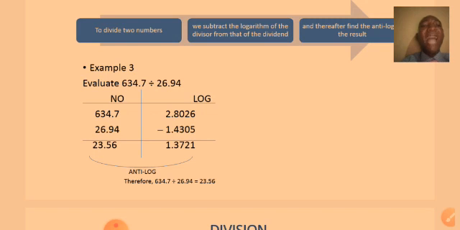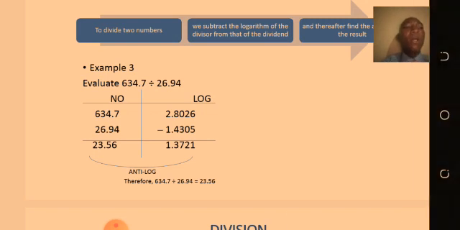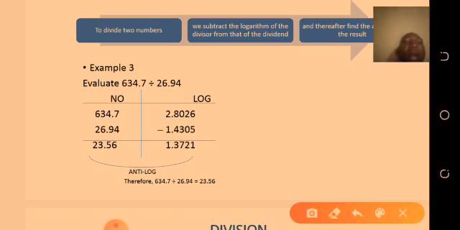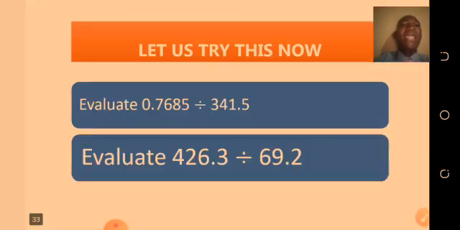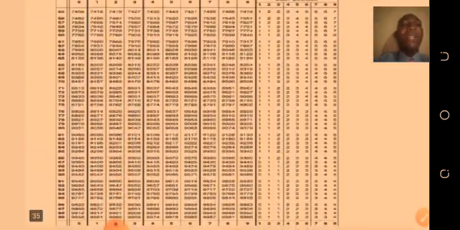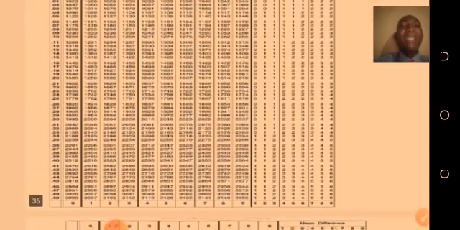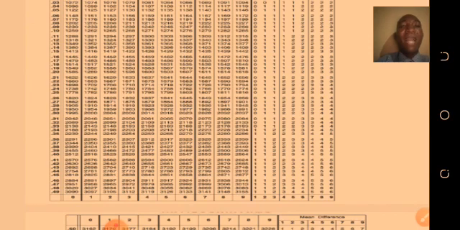So let's find the anti-logarithm of this now. That is the process, we are looking for the anti-logarithm of this one now. The anti-logarithm of 1.3721. We are checking the anti-logarithm of the decimal part, which is 3721. We are going to check 37 under 2, difference of 1. Let's check our anti-logarithm table. All right, 37. Okay, we have seen that now.